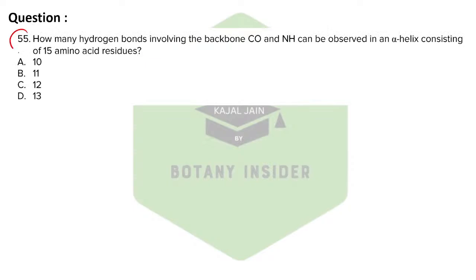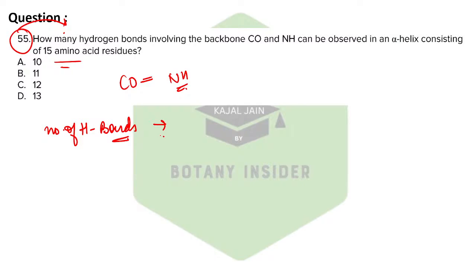Okay, give it a try to this particular question. How many hydrogen bonds involving the backbone CO and NH can be observed in an alpha helix consisting of 15 amino acid residues? The options are 10, 11, 12, and 13. In this, there's a specific formula that we apply for the number of H bonds. Try the question, everyone.